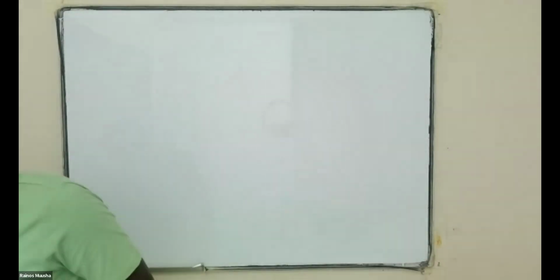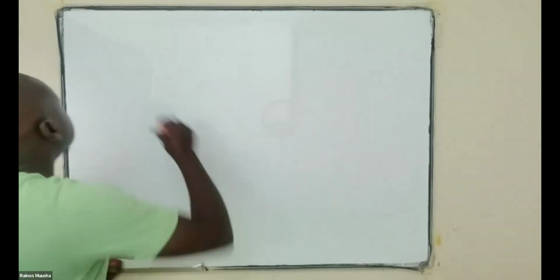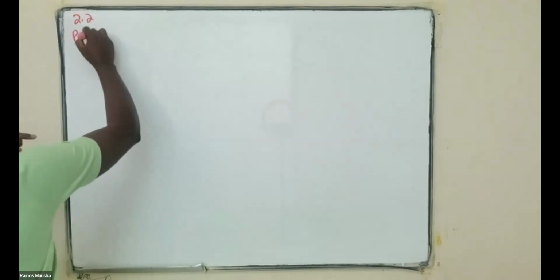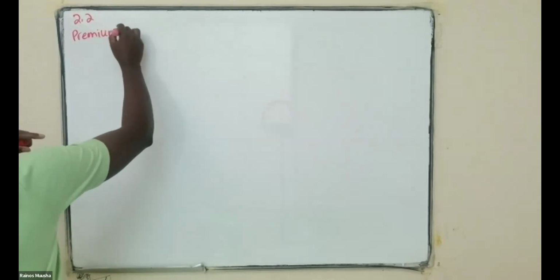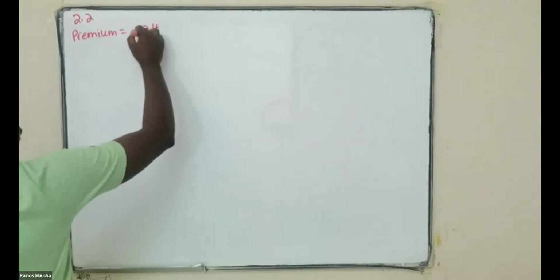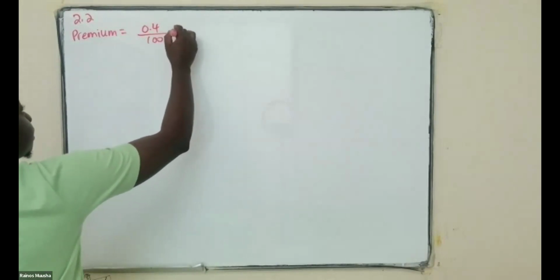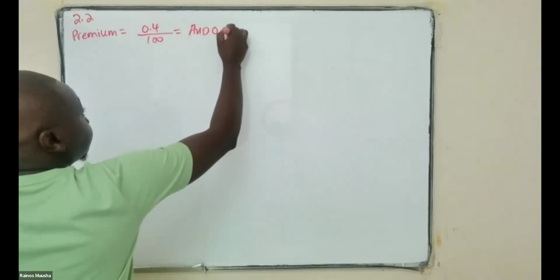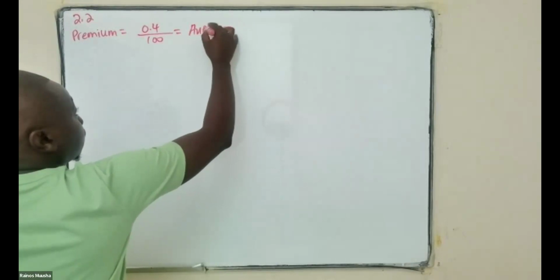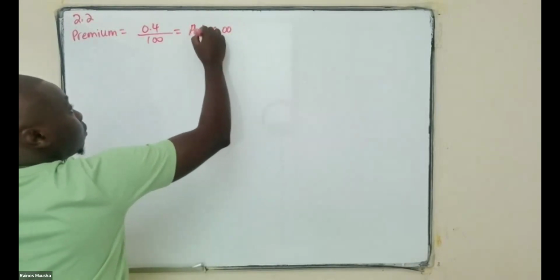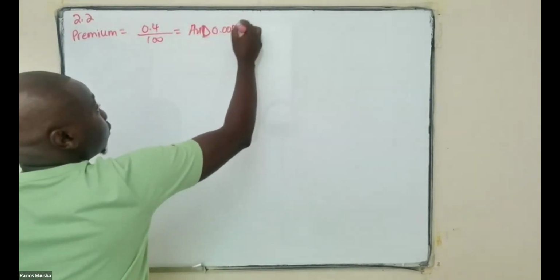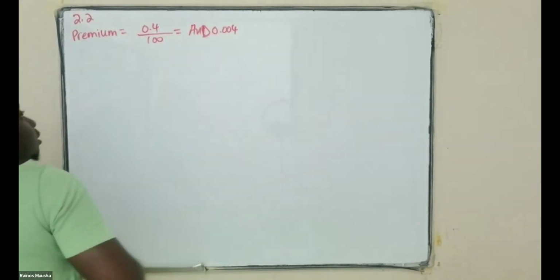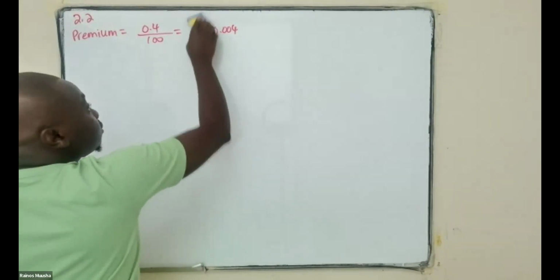So for question 2.2, we say the premium is equal to 0.4 over 100, which will give us 0.004 Australian dollars.